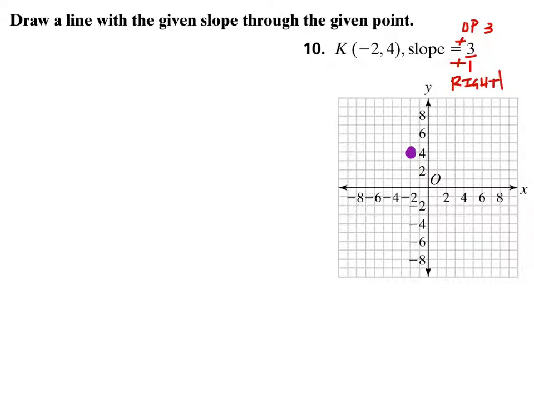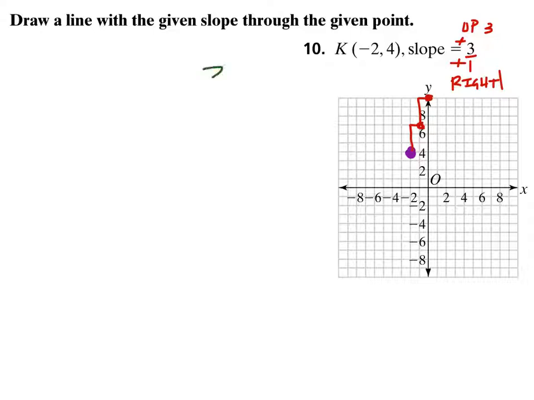So let's see what that does from this point. If I go up 3 to the right 1, I've got this point, and then up 3 to the right 1, which gives us this point. Now that's pretty specific, and that looks pretty good. However, I want more points on this just to emphasize.